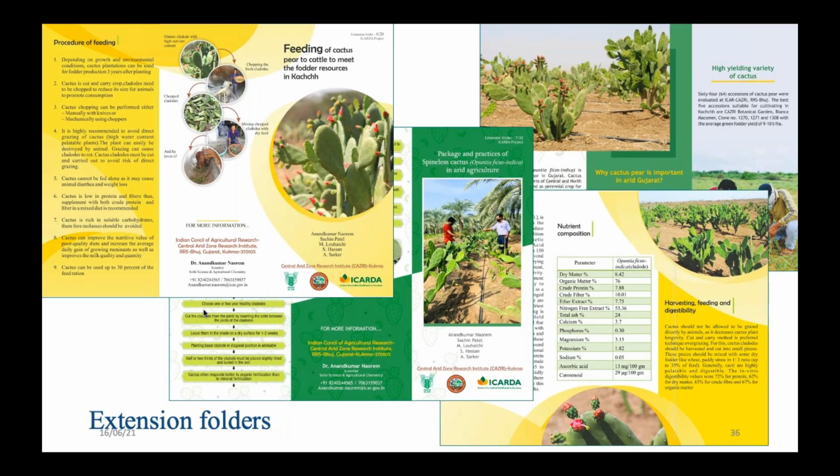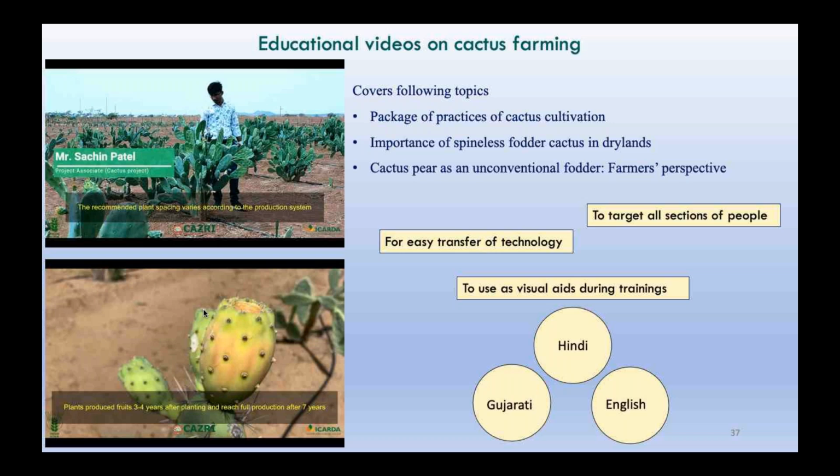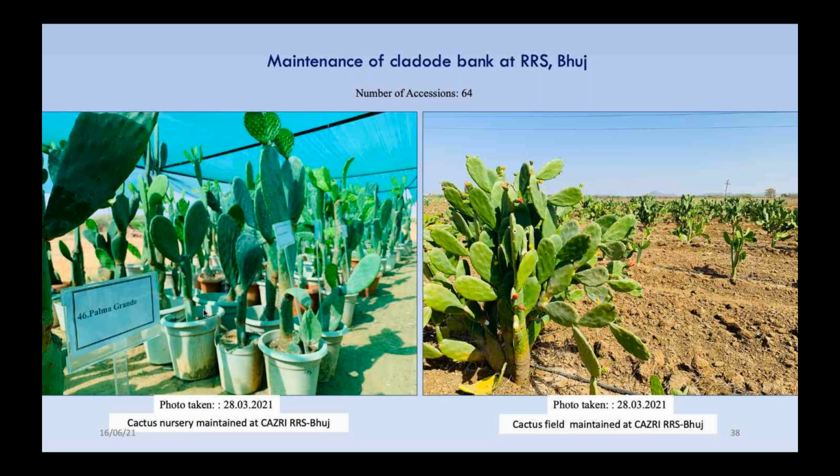In order to make all sections of the farming community and the scientific community aware, we have made three educational videos in different languages like Hindi, Gujarati and English, to target all sections of people to understand why we need to raise awareness on cactus cultivation in drylands of India. We have 64 accessions maintained in the nursery as well as the field, because if there is a pest attack or something, we can provide from the field as well as from the nursery.